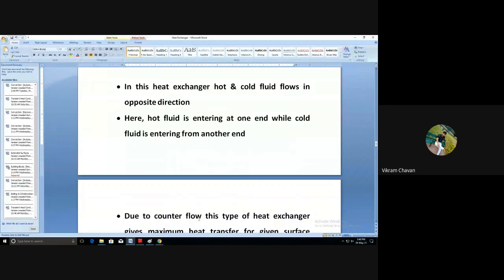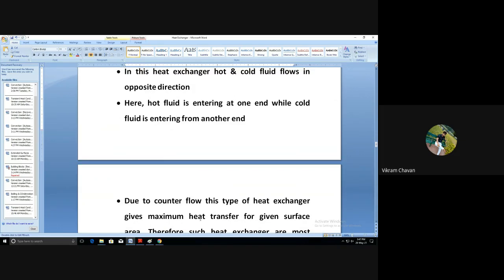Second point: here, hot fluid is entering at one end, while cold fluid is entering from another end.